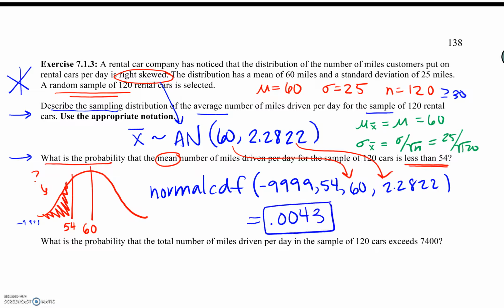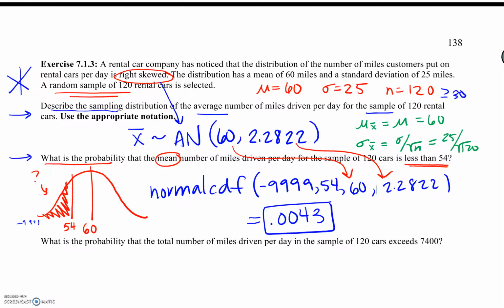So a little less than 0.5% chance that the average of 120 cars would be less than 54. And again, this makes sense because as our sample size gets really large, it's harder and harder to get values that are far away from that mean. So while 54 doesn't seem that far from 60, it really is when you take into account the standard deviation of 2.2822. All right, so let's look at the next question.